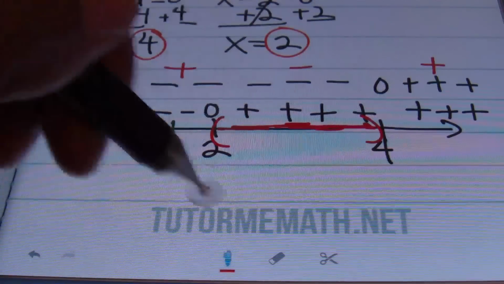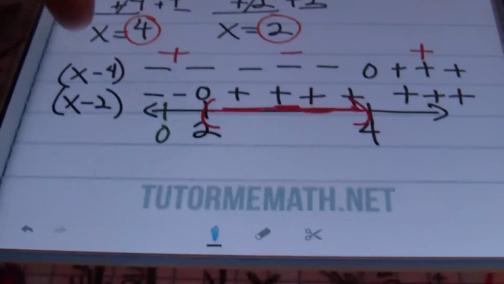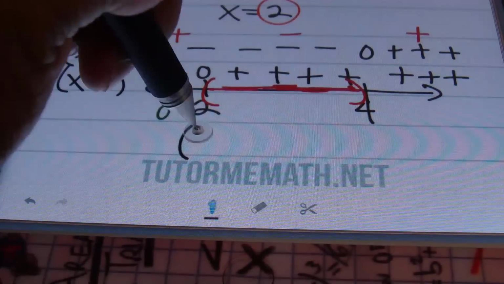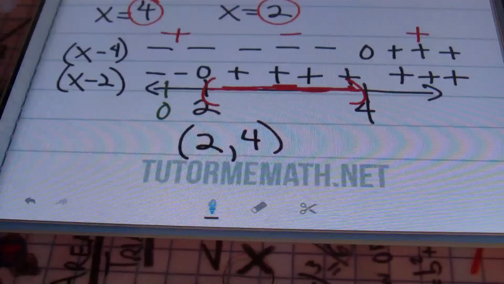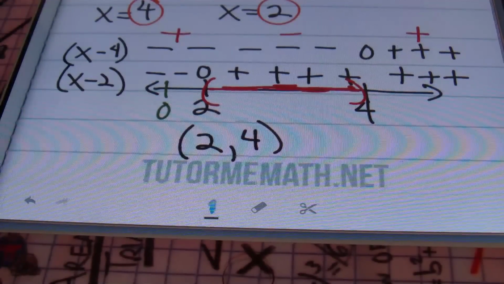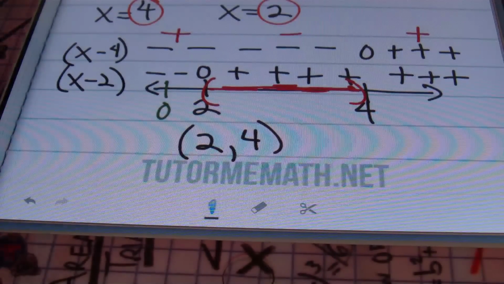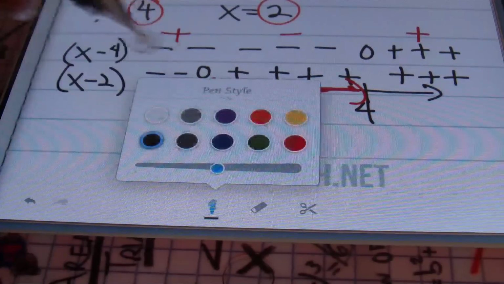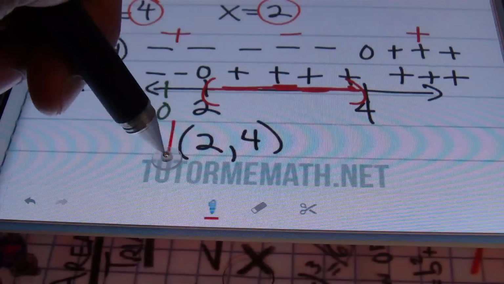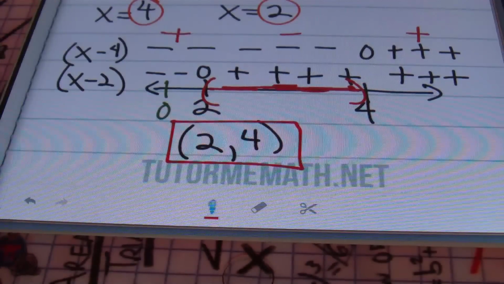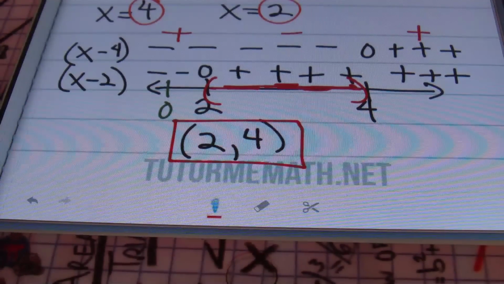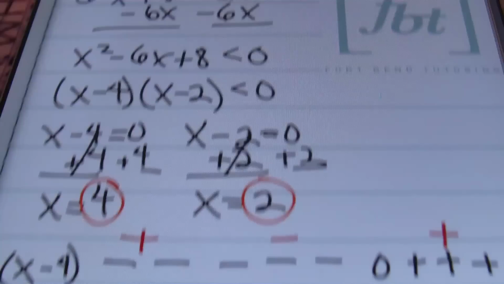So you end up with a solution that looks like this in interval notation. We'll have parentheses 2 to 4, close parentheses. That's it. Meaning that the solutions can be found between 2 and 4, not including 2 and 4. And that's your answer for problem number 4, ladies and gentlemen. Just like that. Okay, that was problem number 4.